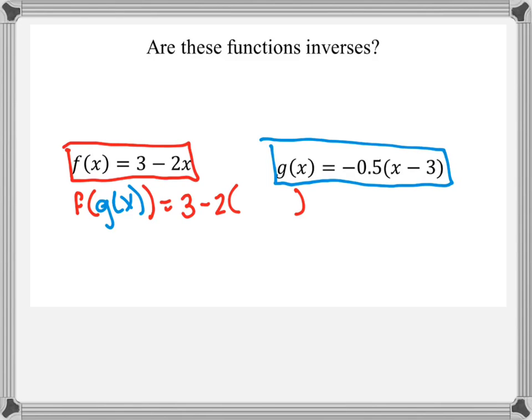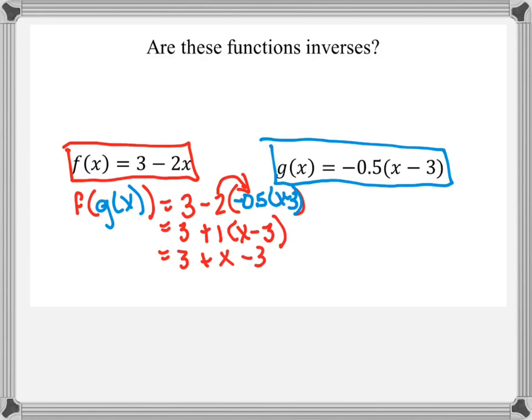So first I'm going to find f of g of x. So I start by writing the f function, 3 minus 2, but instead of x, I'm putting parentheses, and I'll substitute in my g function, which is -0.5 times x minus 3. I'll simplify, so I'll distribute, and I get 3 plus 1 times x minus 3, or 3 plus x minus 3, which is x.